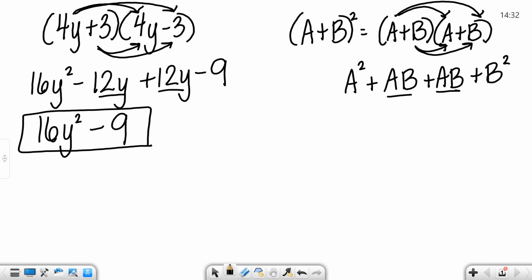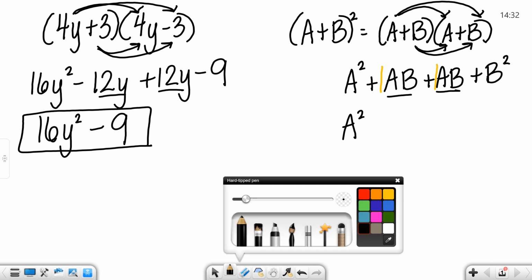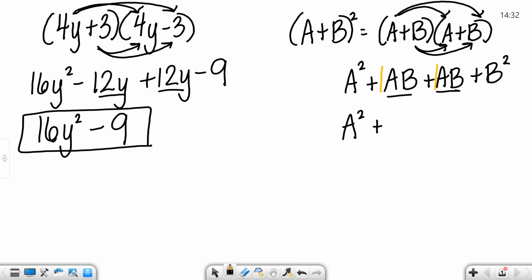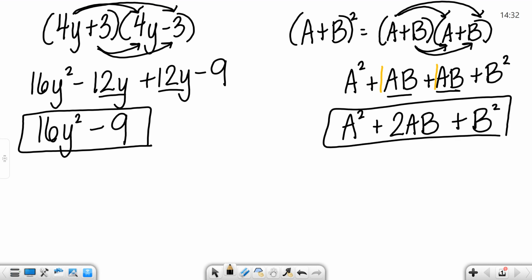My like terms in the middle, notice they have the same sign. So we imagine a 1 sitting in front right here as our coefficient. So I have 1ab plus 1ab gives me 2ab, and then I bring down my b squared. So this would be my solution. All right, so being real careful and don't just call it a squared plus b squared. Obviously that would not be correct.